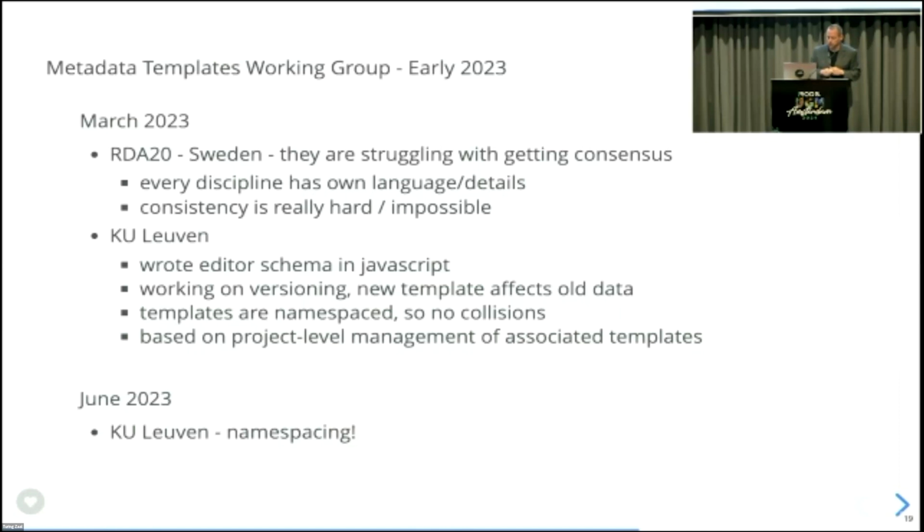And then also they had project level management now with associated templates. So they kind of leveled up, and it wasn't just about the collection anymore. It was about the project. That was good. And then in June, they solved the namespacing problem. So we don't have to converge anything. So now they use a period. This is brilliant.